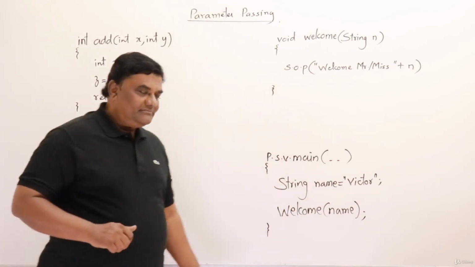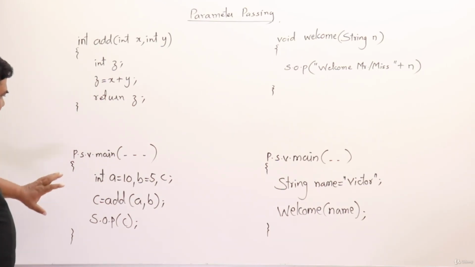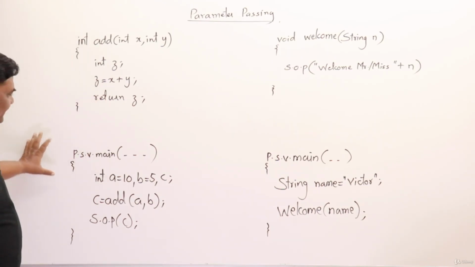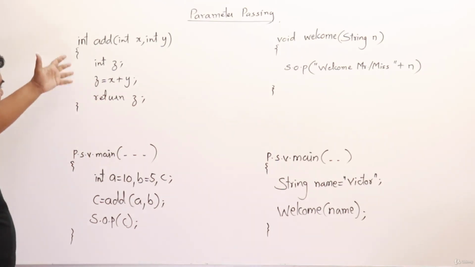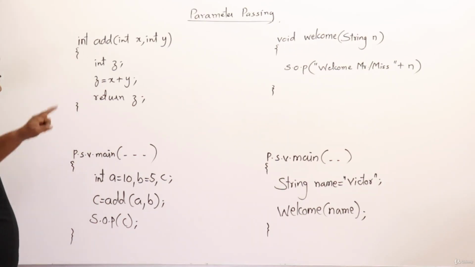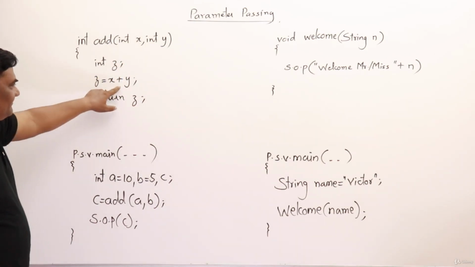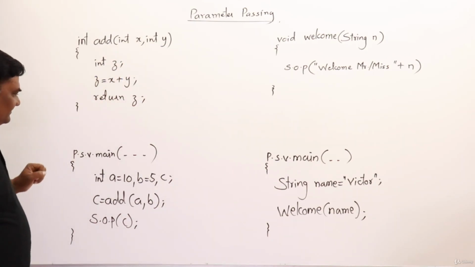For explaining the terms, I have an example program here. Let me explain this program. I have not written it as complete executable code. A class is not there, just a main method and an add method. The add method will take two integer numbers, add them and return the result.